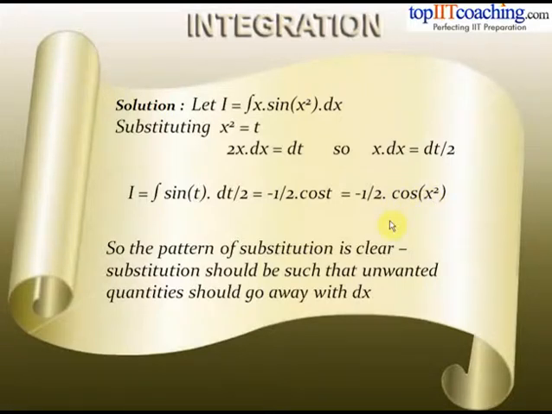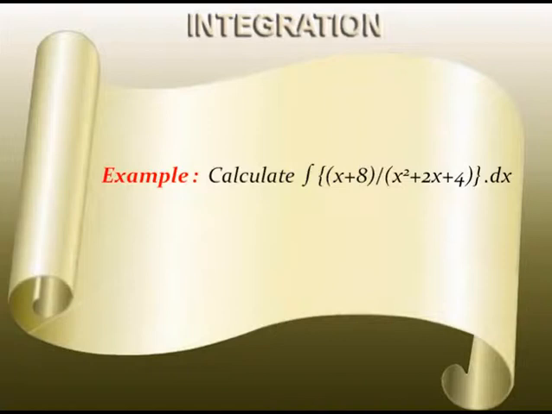So the pattern of substitution is very clear. We substitute in such a way that the unwanted quantities go away with dx. Here we made the substitution x square equal to t, so that we can remove x dx, which is equal to dt by 2. And thus the integral reduces to a form which is very easily integrable, and we see that substitution makes the problem very easy. Let's try to solve one more example.